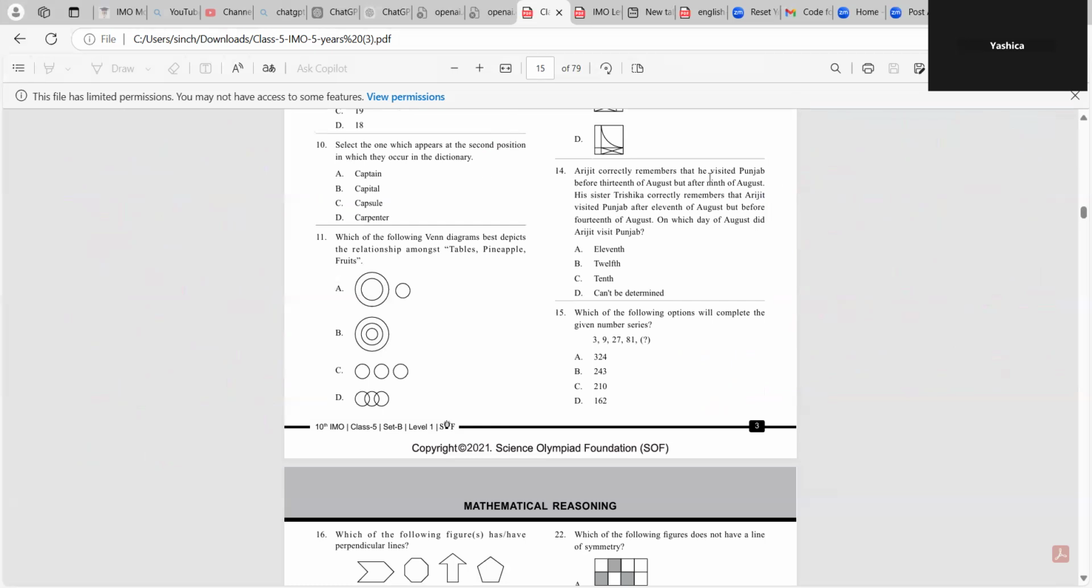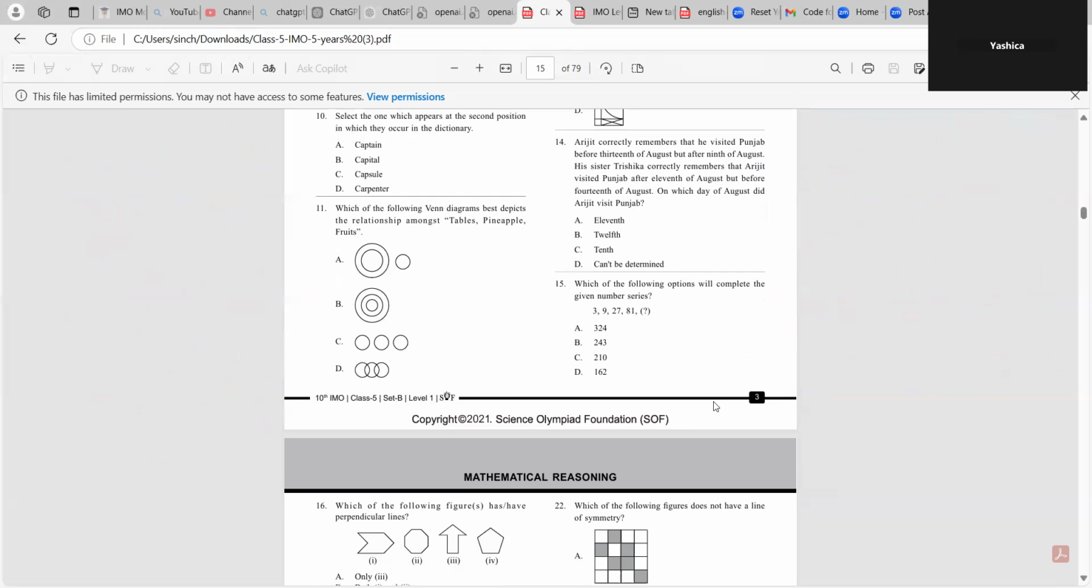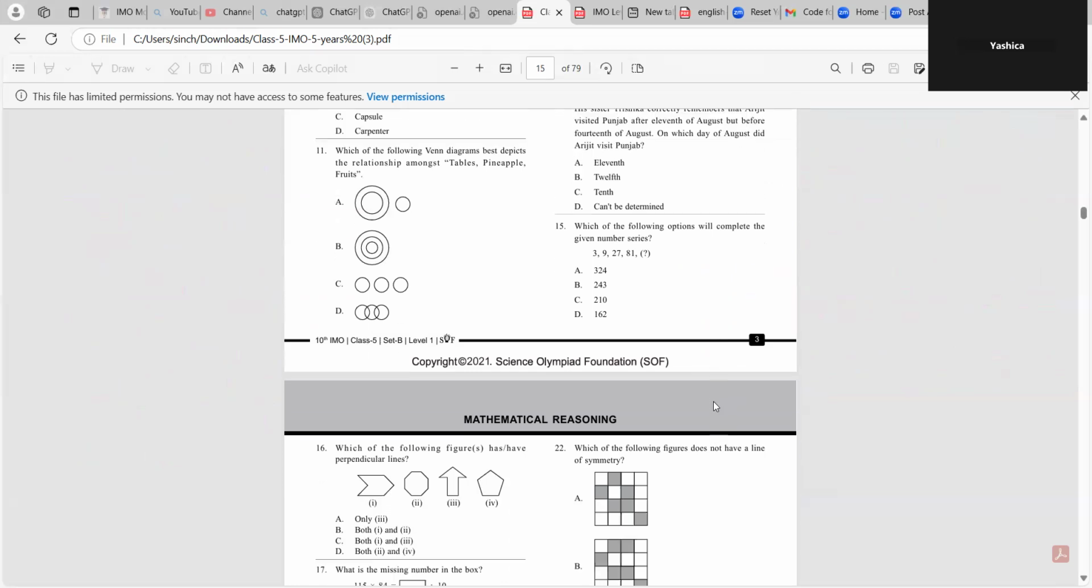Very good. Excellent, Yashika. Okay. Do this one. Number 11. Ma'am, tables is the math tables or the table in which we study or keep things. The tables on which we keep things. Okay.